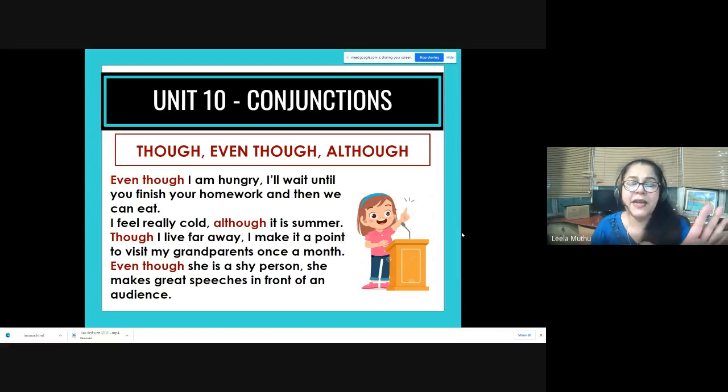So usually a statement and something which is contrasting that statement, we still use though, even though, although, okay, which is kind of giving something like but. Two statements which are not agreeing with each other, these conjunctions are used. Okay, like I'm hungry, but I'll wait. I feel really cold, but it is summer. I live far away, but I still visit my grandparents once a month. She's shy, but she makes great speeches. So it's sort of doing the same job like but does.